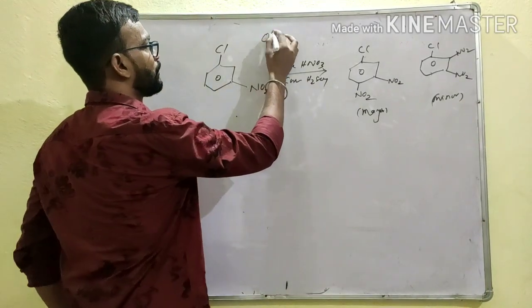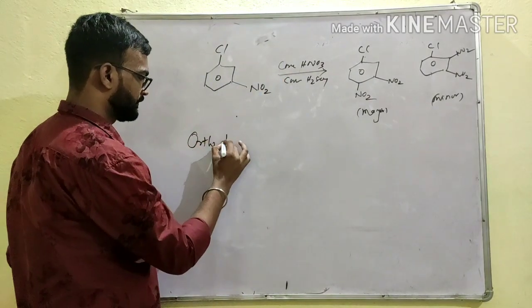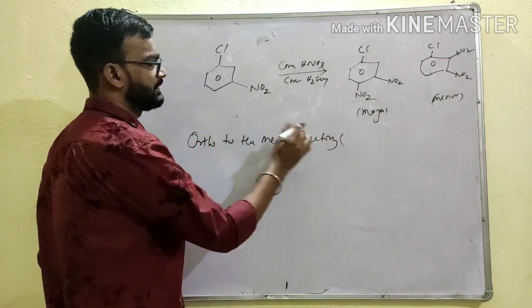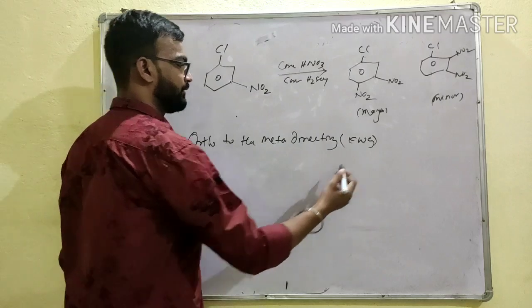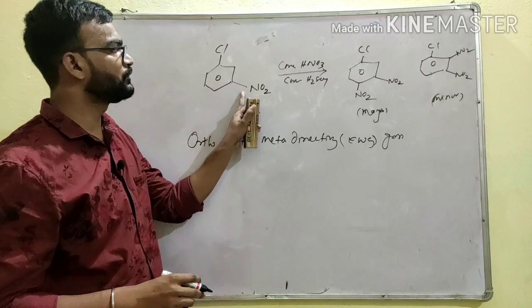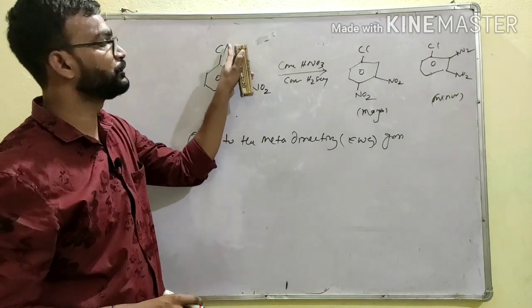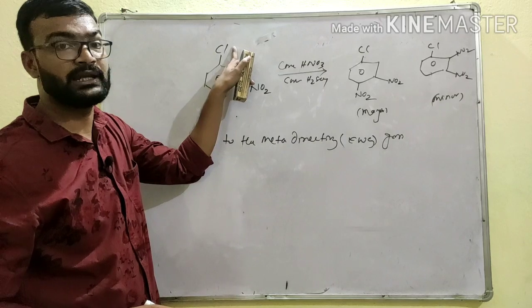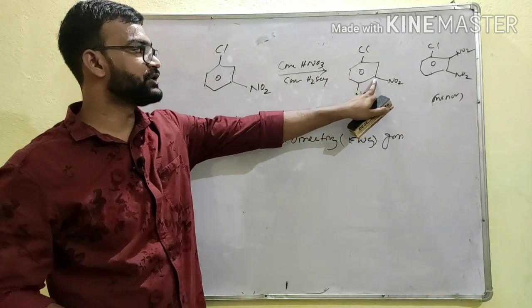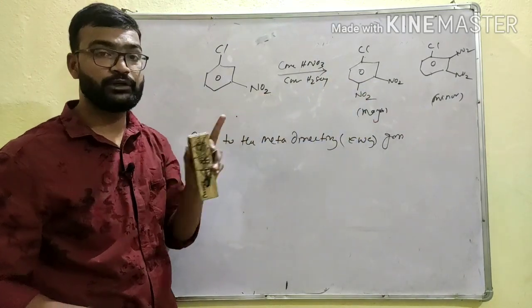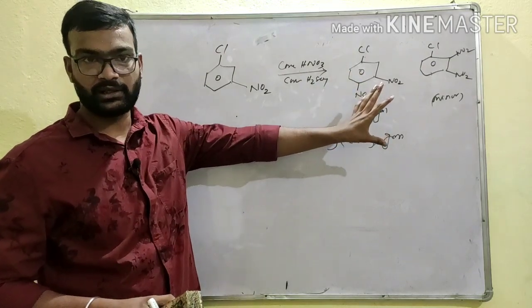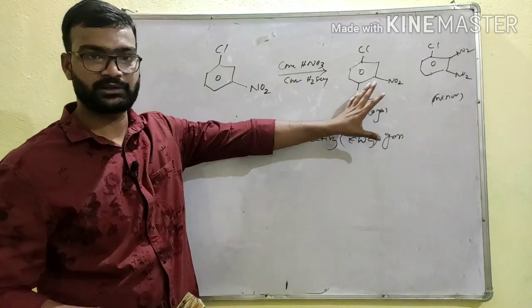What I said? Ortho to the meta directing group. Meta directing group means electron withdrawing group. The third electrophile will attack at the ortho to the meta directing group. It is not going to go ortho to the ortho and para directing electron donating group. So this extra electrophile will take the position ortho to the electron withdrawing group, and there is no such explanation in the literature for why it is happening. Okay, there is no satisfactory explanation for this.